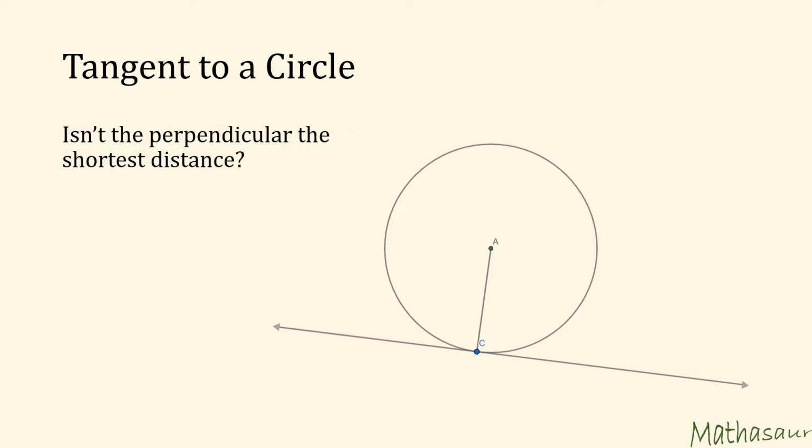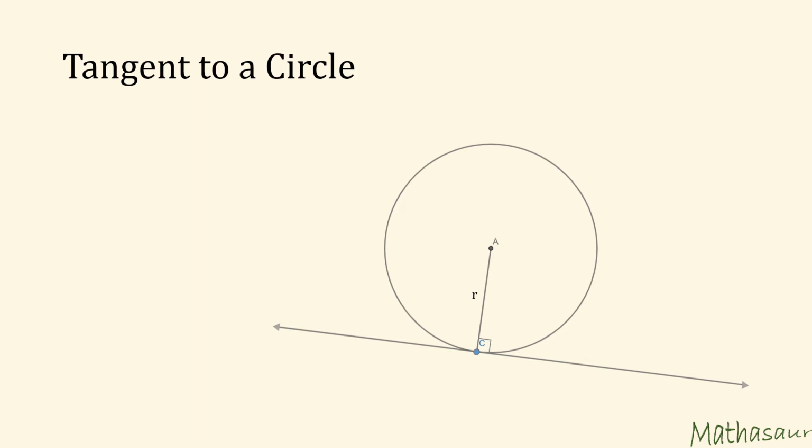But isn't the perpendicular the shortest distance? So the line segment AC would be perpendicular to the tangent through the point C. Wow! The line segment AC is the radius of this circle. We see that the tangent is perpendicular to the radius at point C.